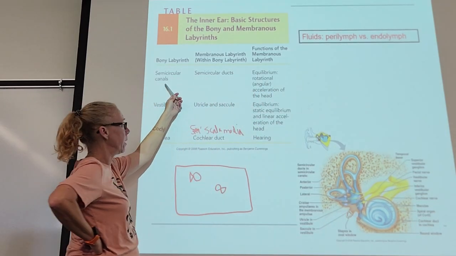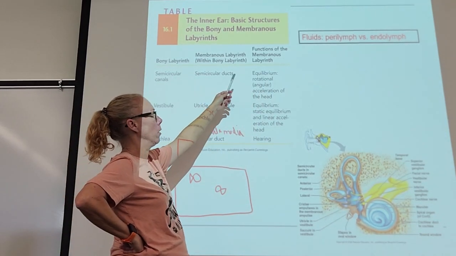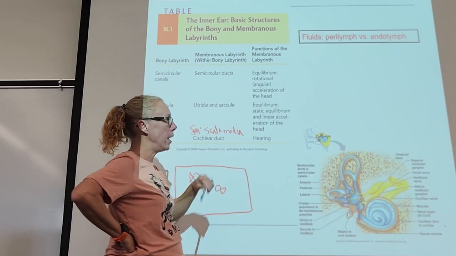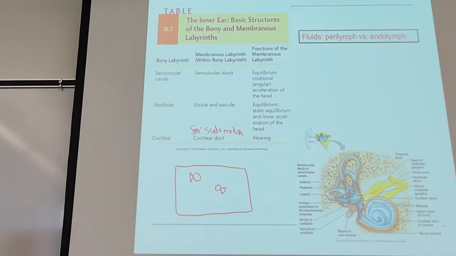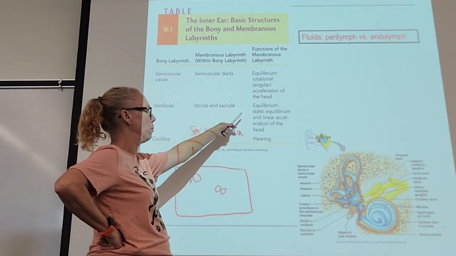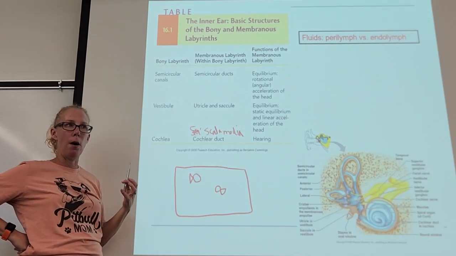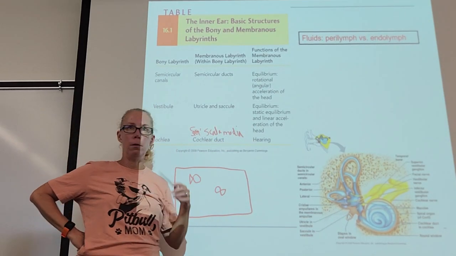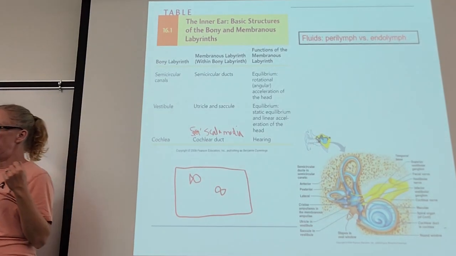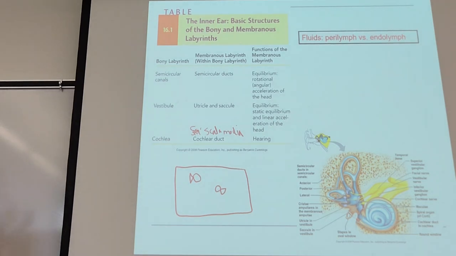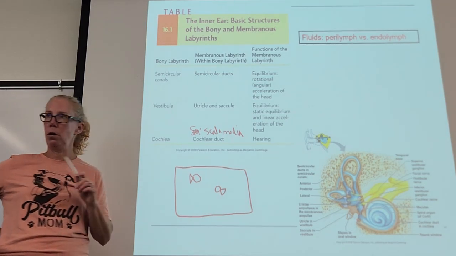Semicircular canals, semicircular ducts, are responsible for rotational equilibrium, so your ability to look right and left. Those are the semicircular canals' jobs, to interpret that type of information. The utricle and the saccule are responsible for you recognizing when you're static, when you're not moving, and also linear acceleration of your head, so whether you're looking down at the floor or up at the ceiling. That's the utricle and the saccule's job. And the cochlea has nothing to do with equilibrium. Cochlea is all about hearing.